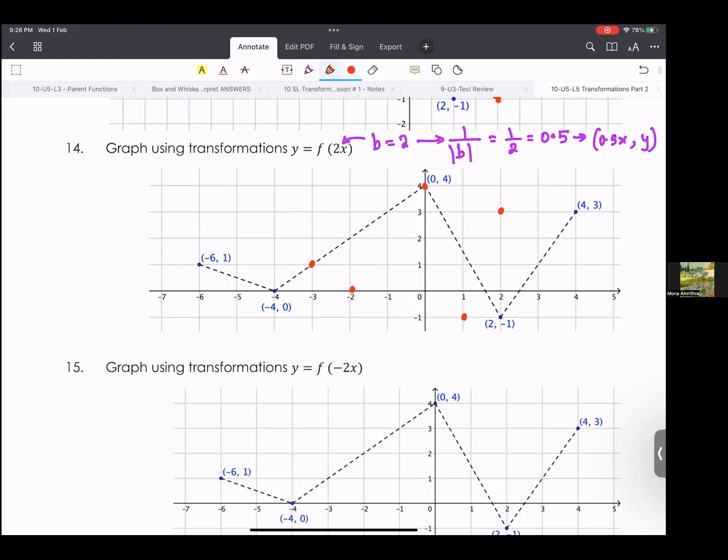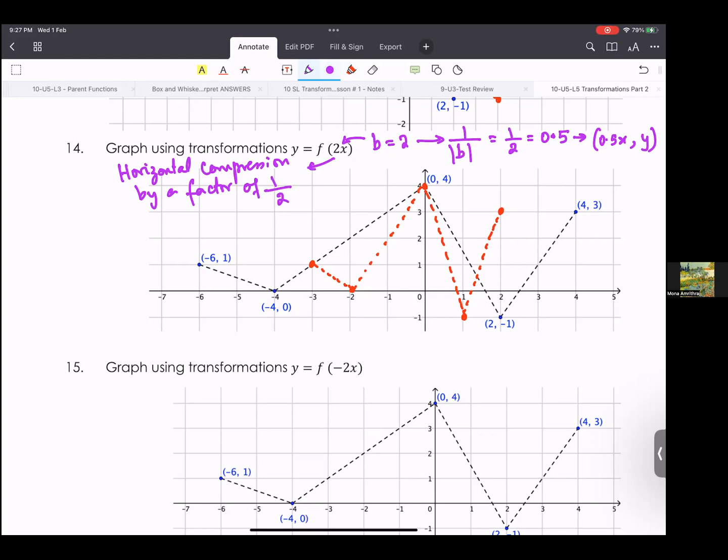So as you can see, even visually, it's very clear that the graph is horizontally compressed. So if b is 2, we do not end up with a horizontal stretch. We end up with a horizontal compression. So that is a horizontal compression by a factor of 1/2.